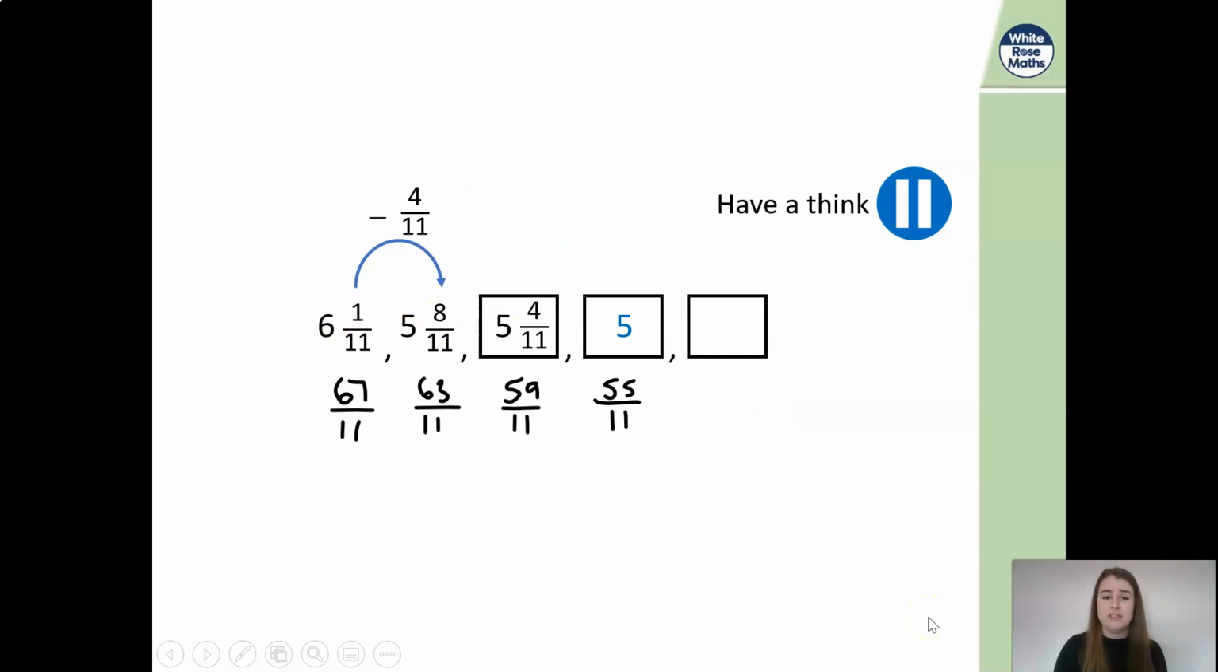number. So 55 take away 4 is going to give me 51. Okay, and if I convert 51, that's going to give us 4 wholes. Okay, so we get to 44. And I think how do we get from 44 to 51? We'll add remainder 7, so it's going to be 7/11ths. Okay, so well done if you got those correct.